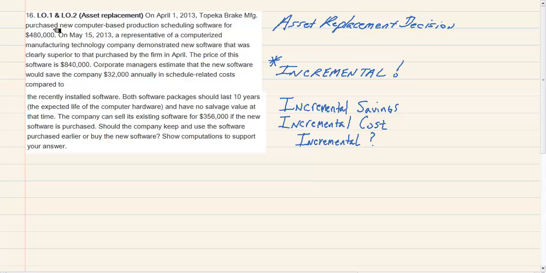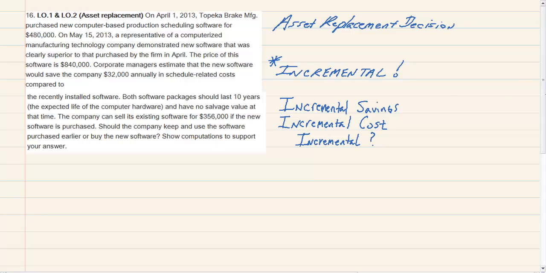Topeka Brake Manufacturing, we just bought a new computer-based scheduling software for $480,000. A representative has told us that there's a new version out that's clearly superior to the one we have. The price of the new software that we could buy would be $840,000. That software would save us $32,000 annually in related cost. Both packages ought to last 10 years and they have no salvage value. We can sell our existing software for $356,000 if we buy the new. So the question is, should we keep the old or should we buy the new?